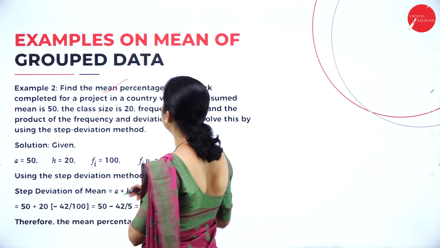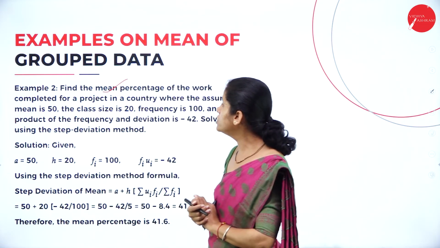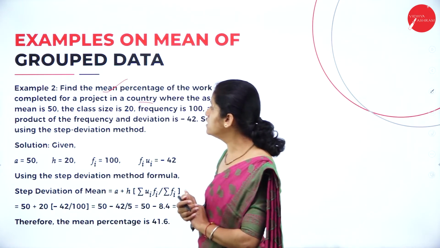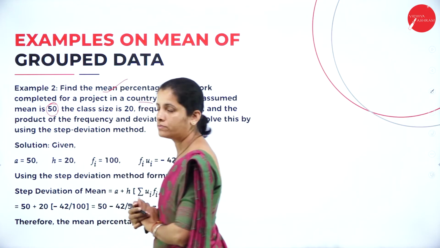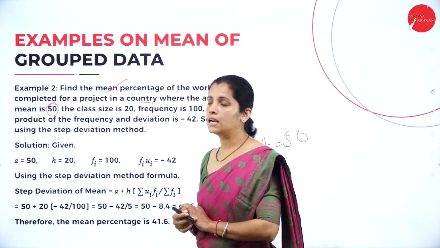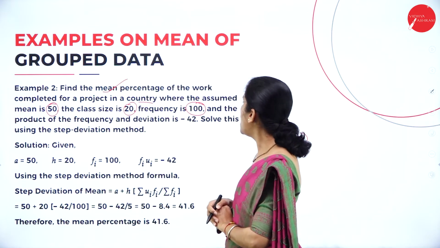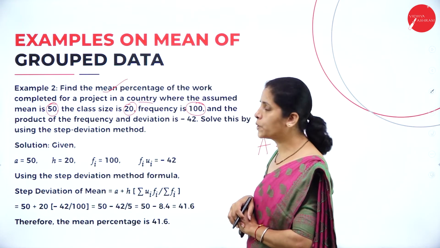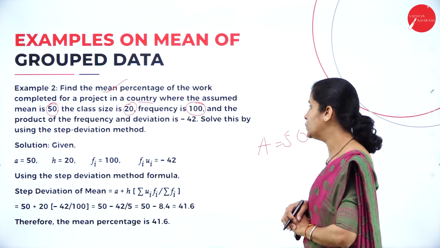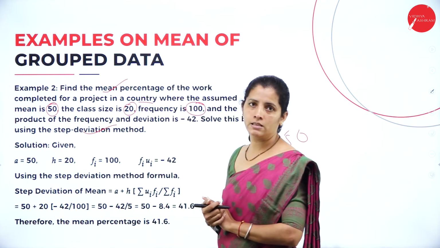Now, dear student, let me consider another example. Find the mean percentage of the work completed for a project in a country where the assumed mean is 50. So A is 50. The size of the class is 20. Frequency is 100 and the sum of the product of frequency and deviation is minus 42. Solve this by using the step deviation method.